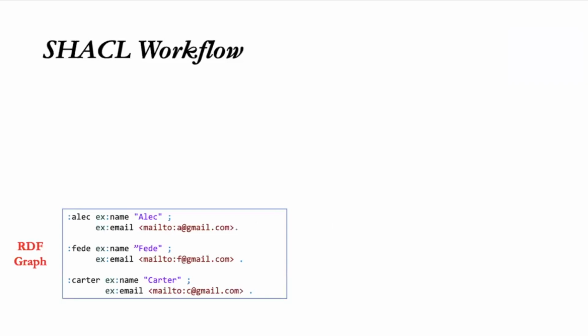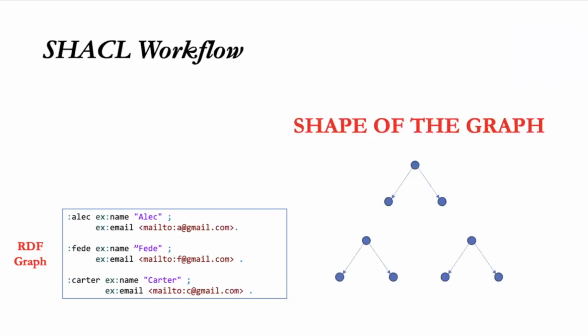Check this out. In the workflow, you have an RDF graph. Here's an example. There's Alec, we know Alec. There's Fede, we know Fede. There's Carter, we know Carter. We all hate Carter. I'm just kidding. But this is just a graph like you've got. And you've got something, it has a name, it has an email associated with it.